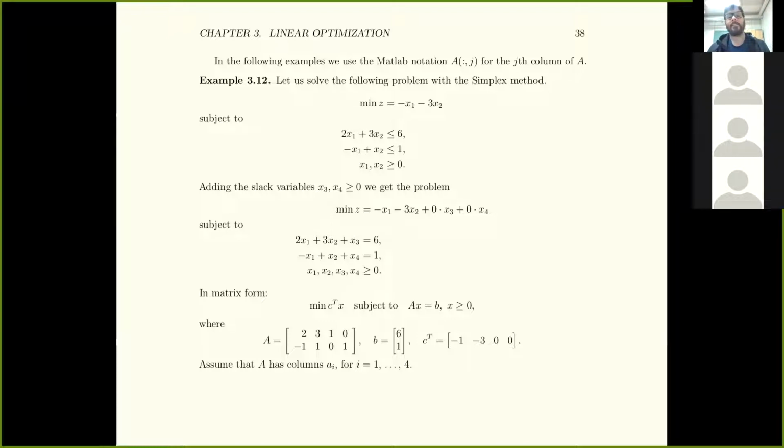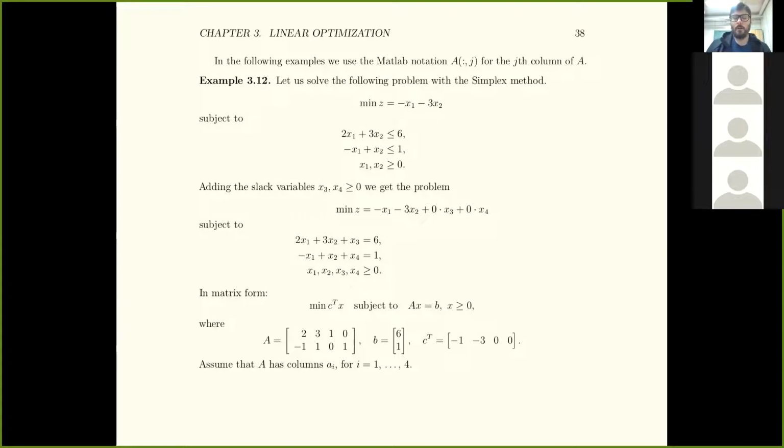We have to add slack variables now to make this into the standard form so that these become equalities. We add x3 to the first one and x4 to the second one. So this A matrix becomes 2, 3, 1, 0, minus 1, 1, 0, 1. Here is our problem now in matrix format, and we start with solving this with the simplex method. So we need to find a feasible basic solution.